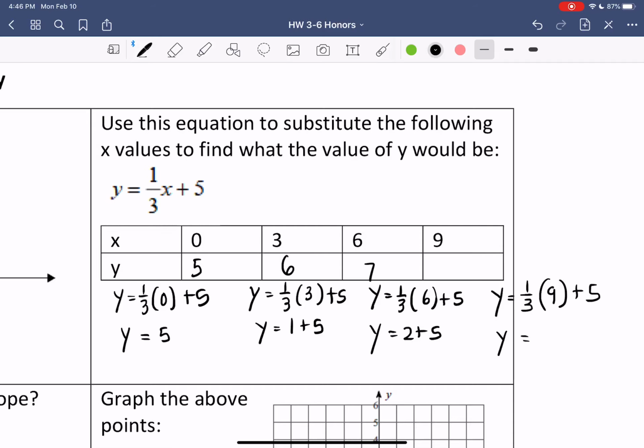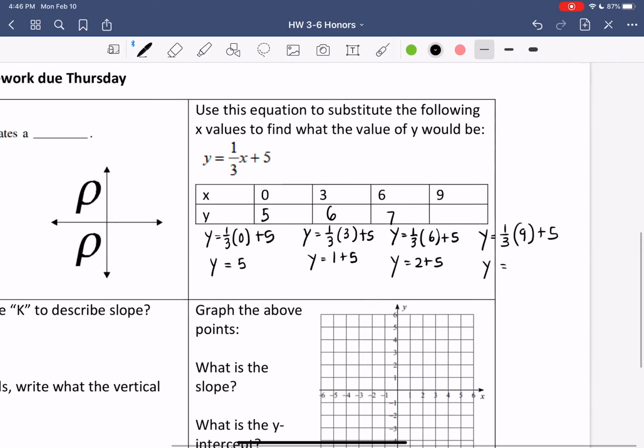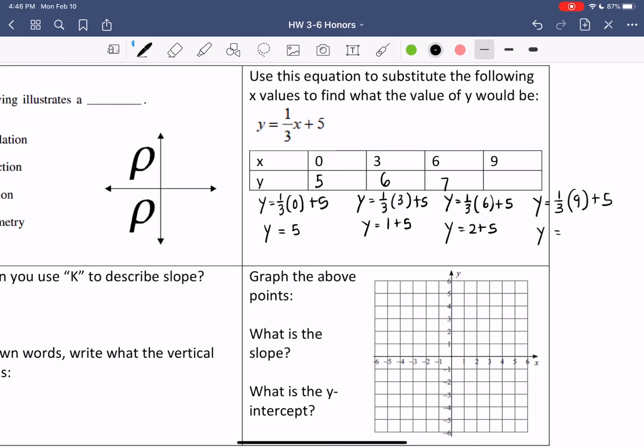So then I'm going to make it a little smaller just so we can see. It says graph the points above and what is the slope and what is the y-intercept. So we have, remember, this is written 0, 5. This is written 3, 6. This is written 6, 7. And then 9 and whatever you found there.